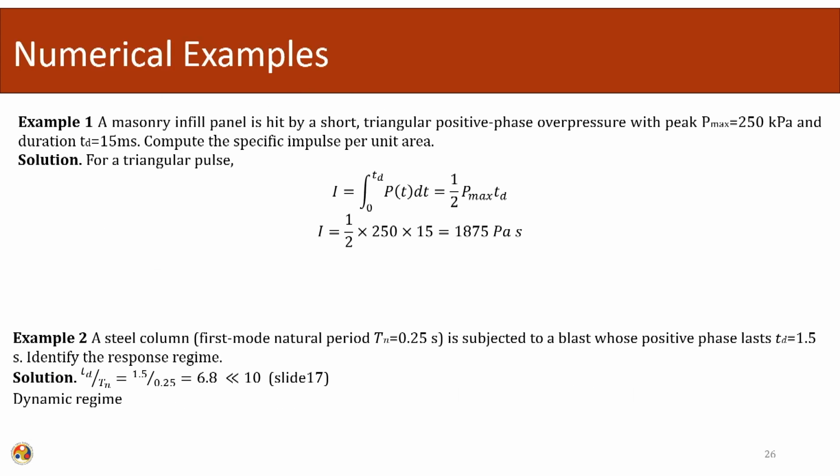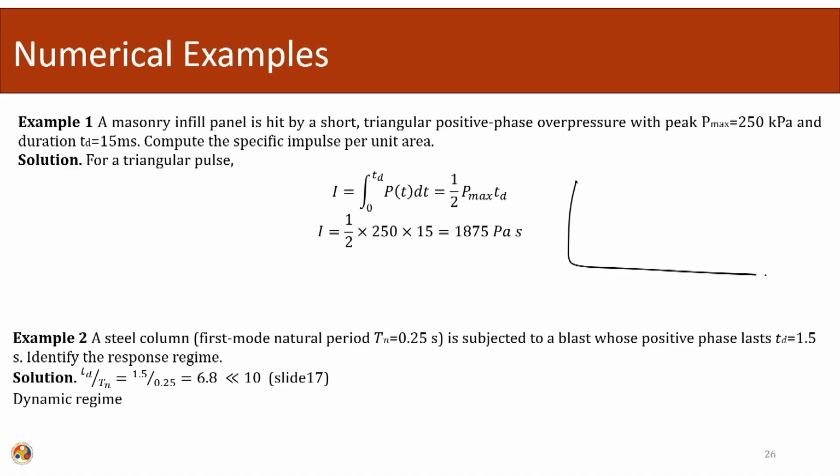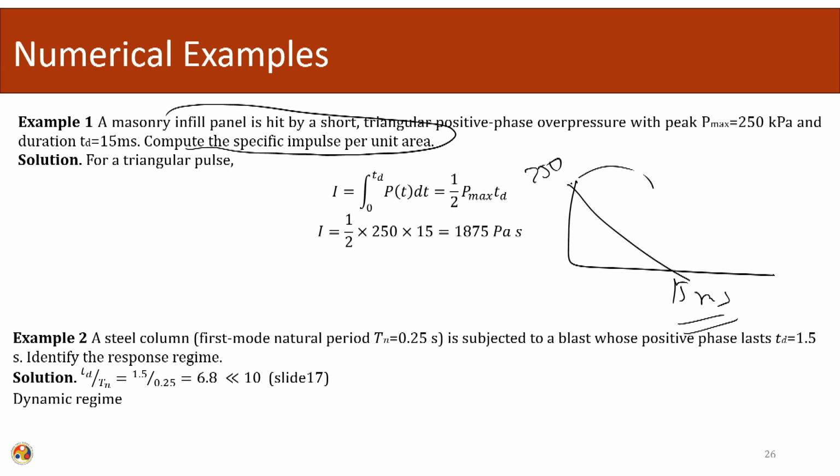So, we are trying to do a small example. A masonry infill panel is hit by a short triangular positive phase overpressure pulse, with peak of 250 kPa and duration of 15 milliseconds. We need to compute the specific impulse per unit area. Impulse per unit area is nothing but the area under this curve. So, we can calculate it.